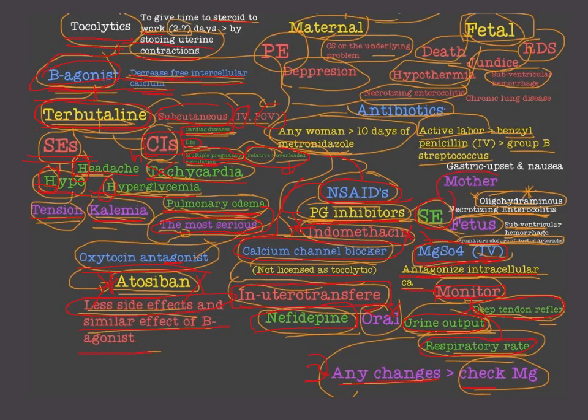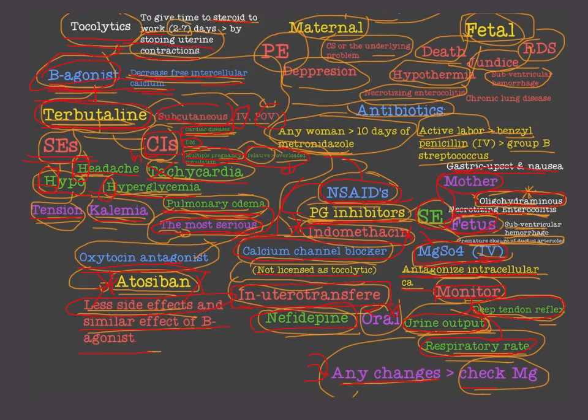Okay, we have mother side effects and fetus side effects. Mother side effects like gastric upset and nausea. Okay, this is not the important one. The important one is fetus side effects like oligohydramnios. That's why we use indomethacin or non-steroidal inflammatory drugs as a treatment of polyhydramnios, because it causes oligohydramnios.